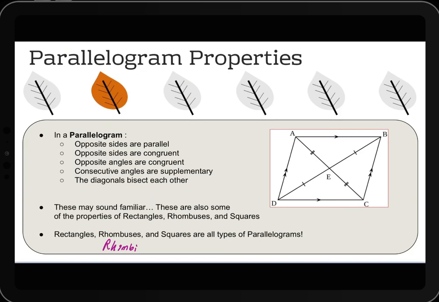Specifically, opposite sides are parallel, opposite sides are congruent. We also know that consecutive angles are supplementary, and the diagonals bisect each other, so I could just add these additional markings here as well, just to emphasize that opposite sides are congruent to each other, as well as being parallel. And then the diagonals are clearly marked as being bisected, of course. So you have a nice diagram that represents that. And of course, there are additional properties for rectangles, rhombi or rhombuses, and squares, and all of those are parallelograms.